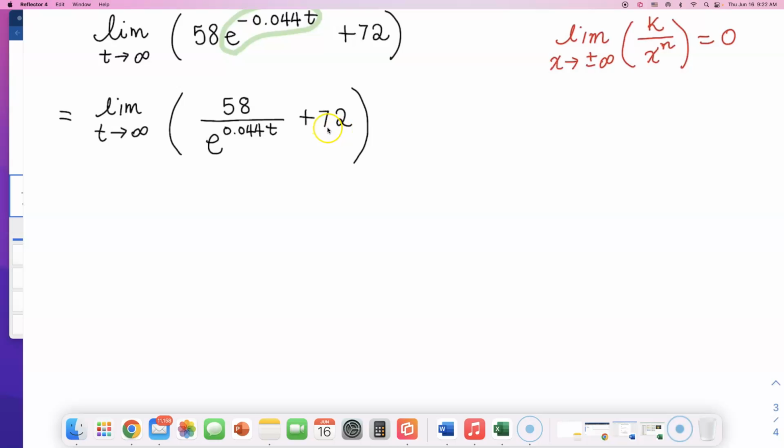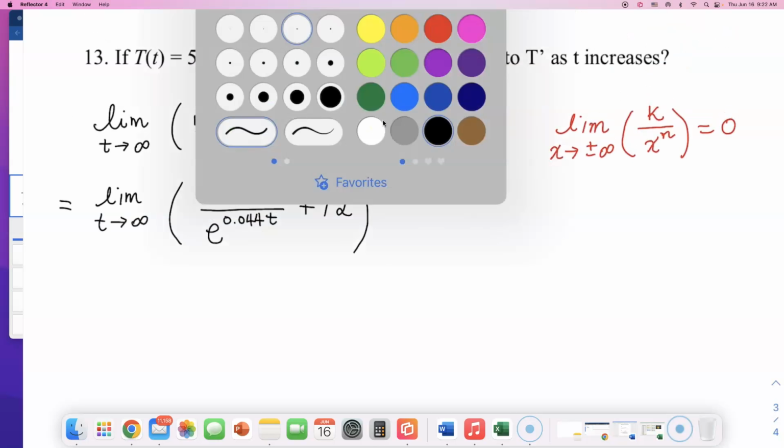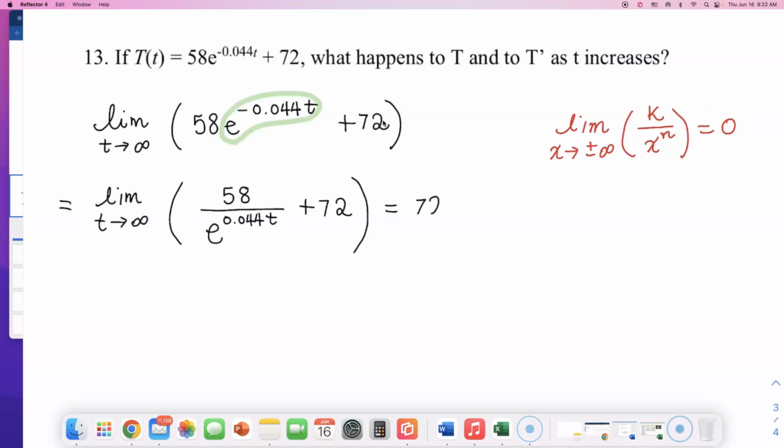And there's nowhere to plug in the t here, so the only thing that survives is just 72. I don't know if this is the way the original problem writer was seeing this, but this is how I see it. If I graph T of t, we have a horizontal asymptote at 72, because as little t increases, the function is getting closer and closer to 72, because the first part just becomes 0.